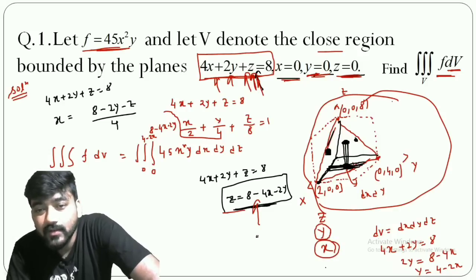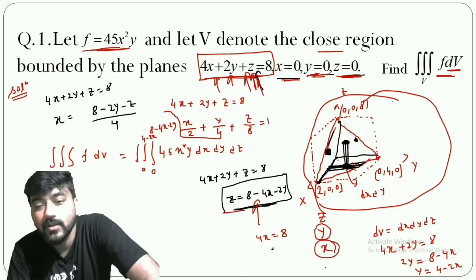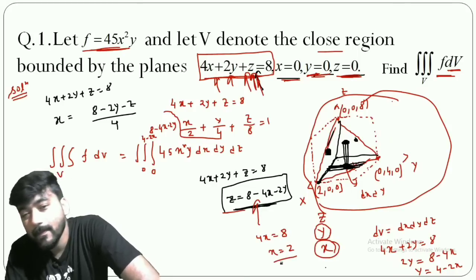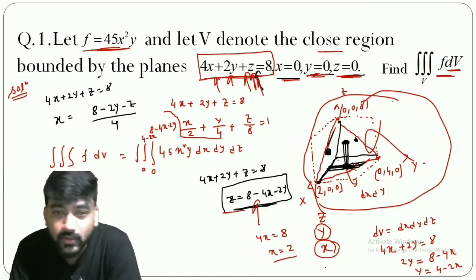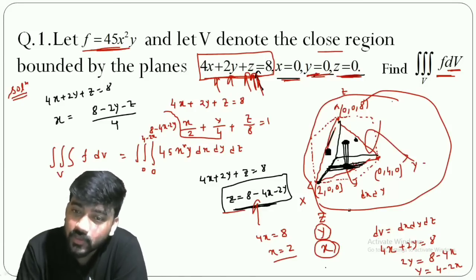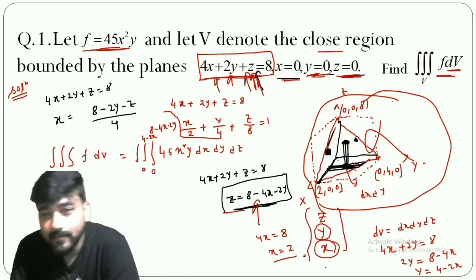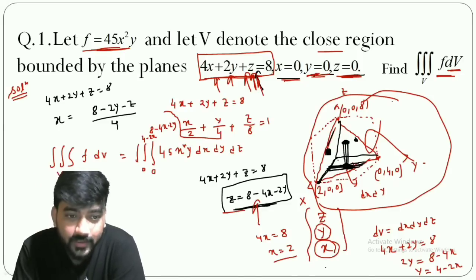So you will get just 4x is equal to 8. So x will be 2. This is how you can move. So without knowing this diagram, you can solve the integration by following this algorithm. So let me do it again so that you can understand.